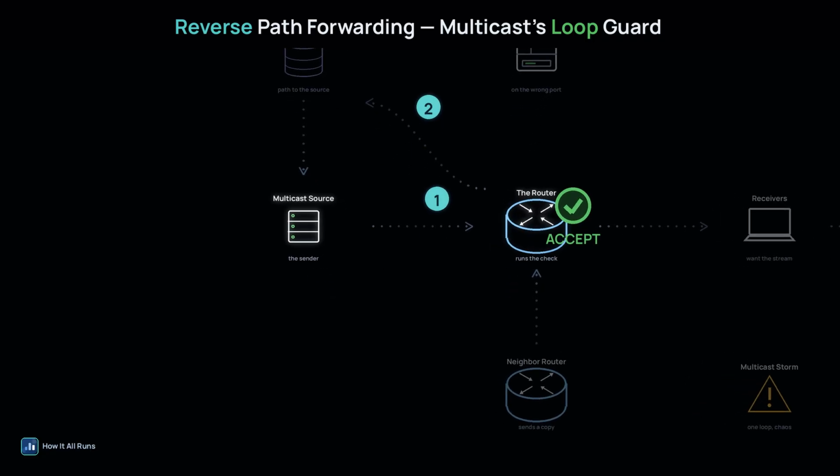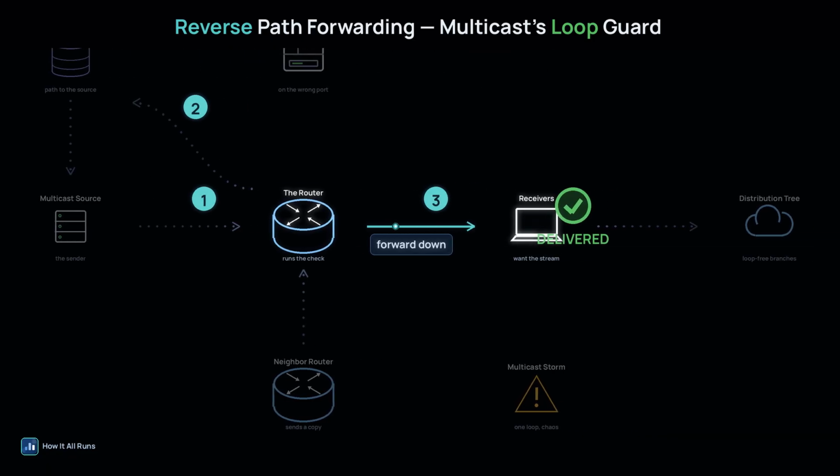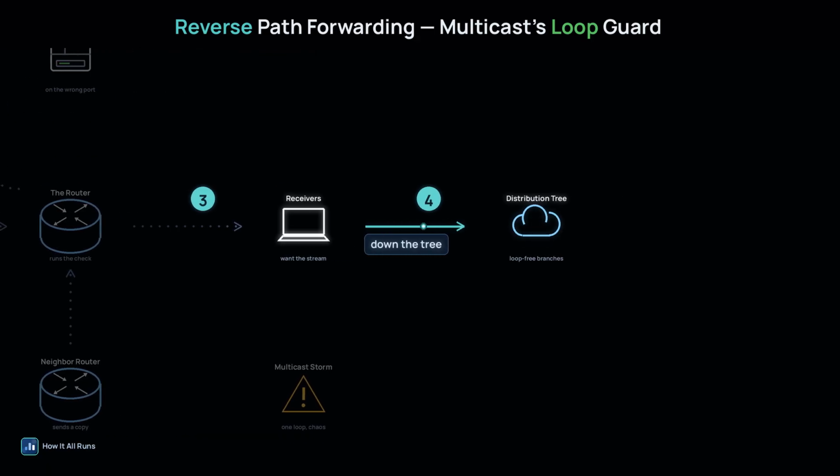Take the honest packet first. It genuinely came from the source's direction, so it arrived on the reverse path interface. The check passes. This is a real, first arriving copy, and the router accepts it without hesitation. Accepted, the router now does its real job. It forwards the copy out toward the receivers that asked for the stream, sending it down every outgoing branch except the one it just arrived on. From those receivers and the routers beyond them, the stream keeps branching outward along the distribution tree. Each hop repeats the same reverse path check, so the copy only ever flows away from the source, never back.